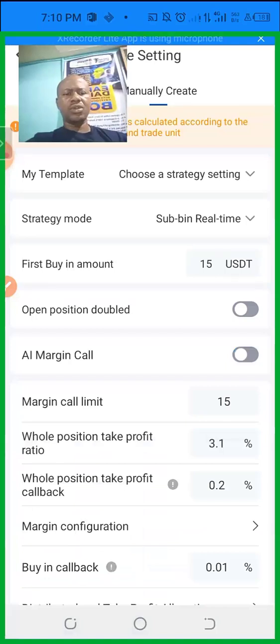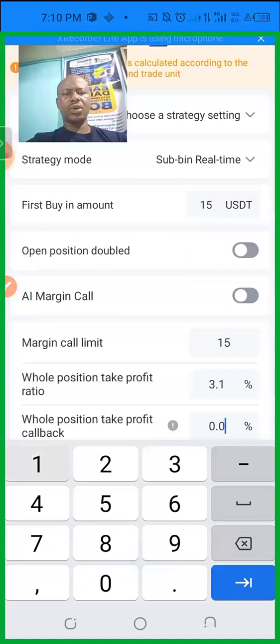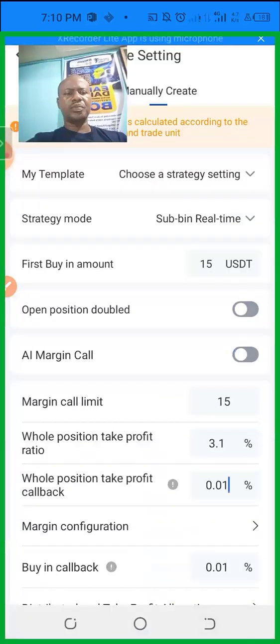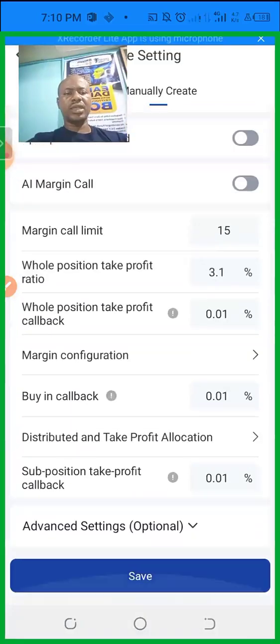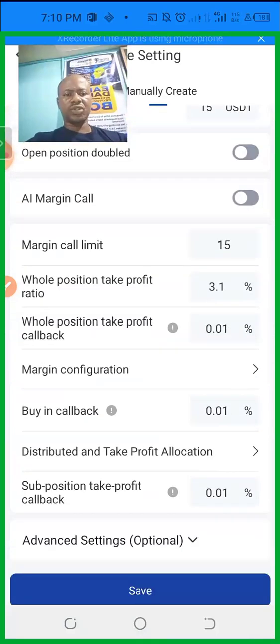So if in the signal you are told to use 3.1, then make sure that you put the take profit ratio you want to take. Then click save, and ensure you click save.